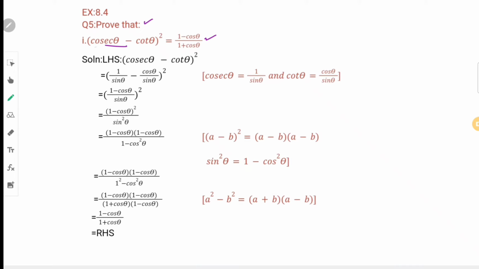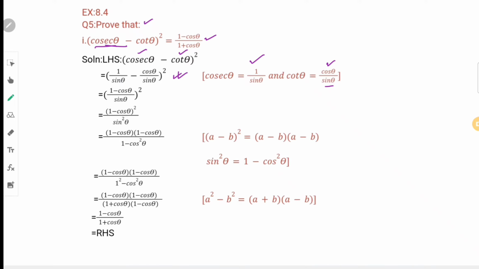So the left hand side for the first question is (cosec theta minus cot theta) whole square, and this is our answer. Okay, this is what we're supposed to get. All right, so cosec theta can also be written as what? 1 by sine theta, right? And then cot theta can also be written as cos theta by sine theta, which I have done here for us.